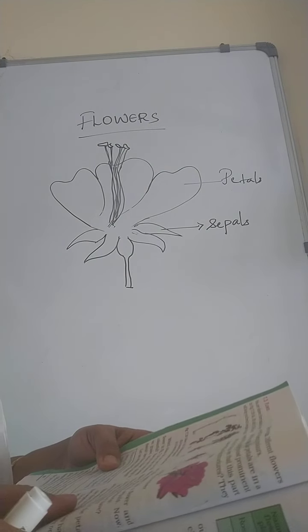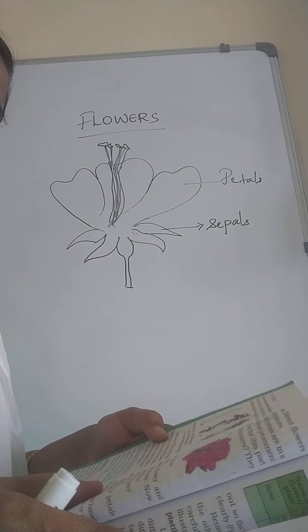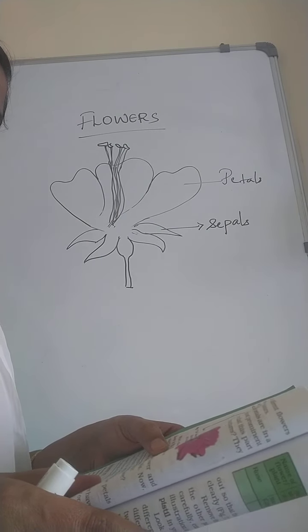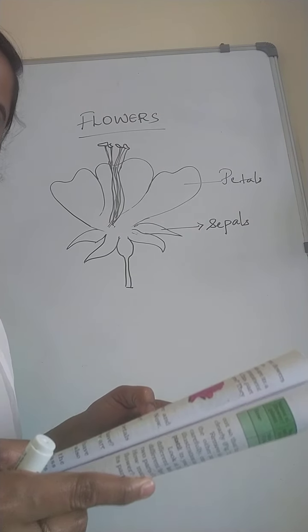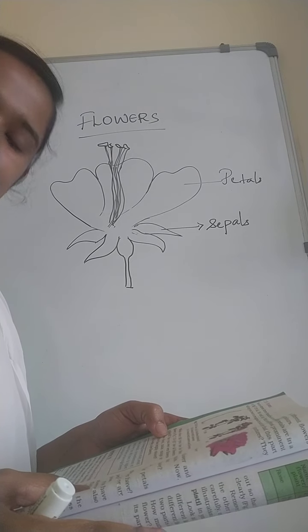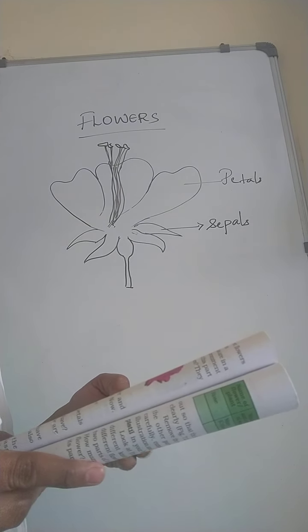Which color did you see used for the flowers in figure 7.19C? Which color flower is it? Rose color flower. Okay, purple rose like that you can see. Are all flowers colorful? Yes, all the flowers are colorful.